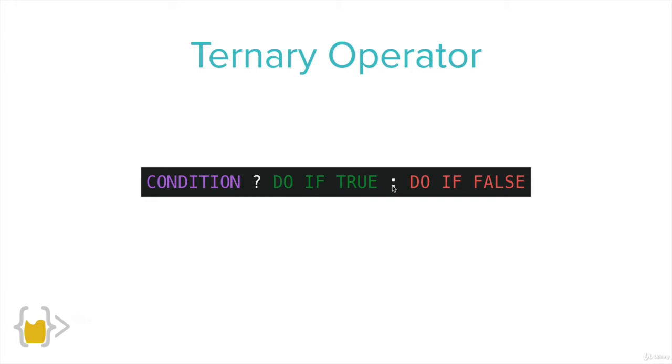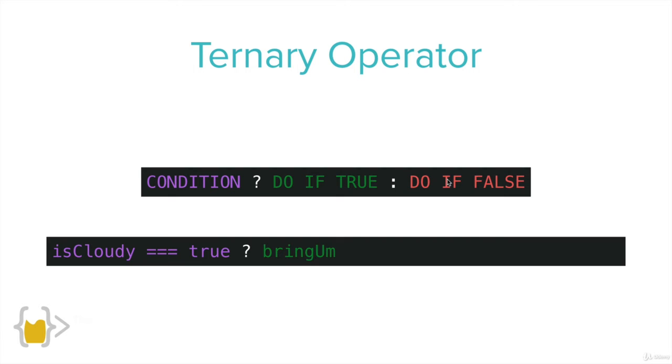And then after a colon, we get to specify what it should do if the condition was false, such as rendering our input component. So for example, I live in London, so whenever it's cloudy, it's probably going to rain. So internally, I probably have a ternary operator in my brain, which says if is cloudy is true, then bring an umbrella, otherwise bring sunscreen.